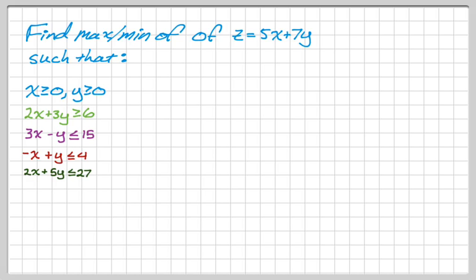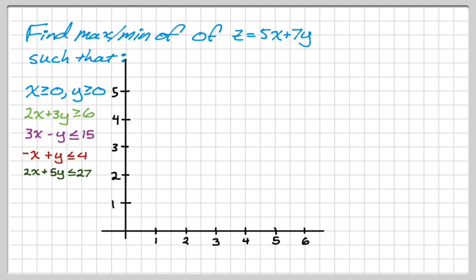Anyway, I did that on my calculator, and I noticed that I really only need x to go from 0 to 6 and y to go from 0 to 5. So that's how I set this up. We know x is greater than 0 and y is greater than 0, so only in the first quadrant. I'm going to start with the first line, 2x plus 3y greater than or equal to 6. I'm going to use the intercepts. If y is 0, x is 3, and if x is 0, y is 2. So I'm going to plot the points (0, 2) and (3, 0) and connect those.